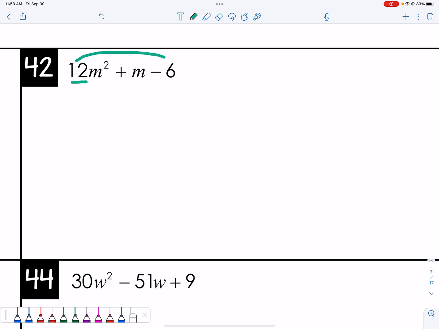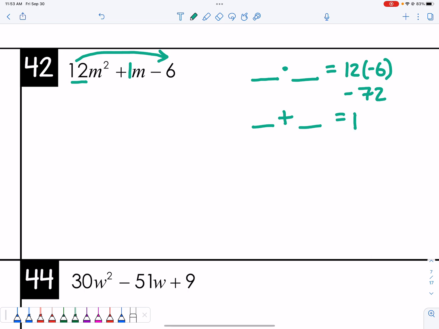So I need to multiply the a times c and figure out what will multiply to give me 12 times negative 6, which is negative 72. And I also need 2 numbers that add up to give me b, which in this case is an understood 1. All right, so I can see that 9 times negative 8 would help me multiply to get negative 72, and 9 plus negative 8 would help me to add up to get 1.